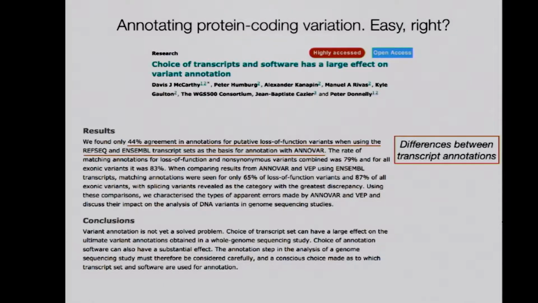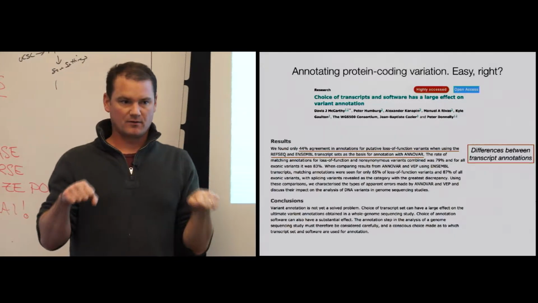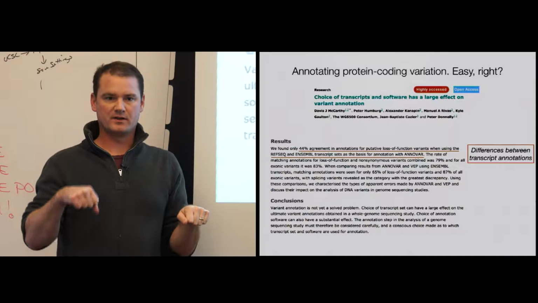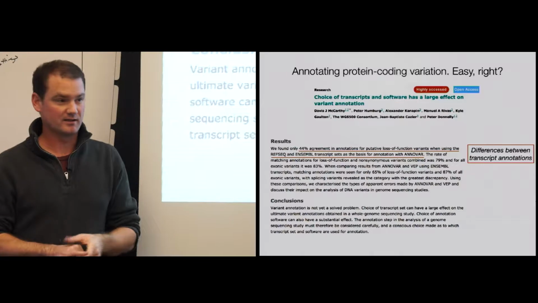So I'll just point out this one highlight, which is slightly pessimistic: they found only 44% agreement in annotations for loss of function variants when using the RefSeq and Ensembl transcript sets using the same software. Essentially, the experiment they did was they used this one piece of software, which I'm not going to talk about today, with two different transcript sets, and asked how often the predictions of a loss of function variant are the same. And the answer is only 44% of the time, which is pretty discouraging.